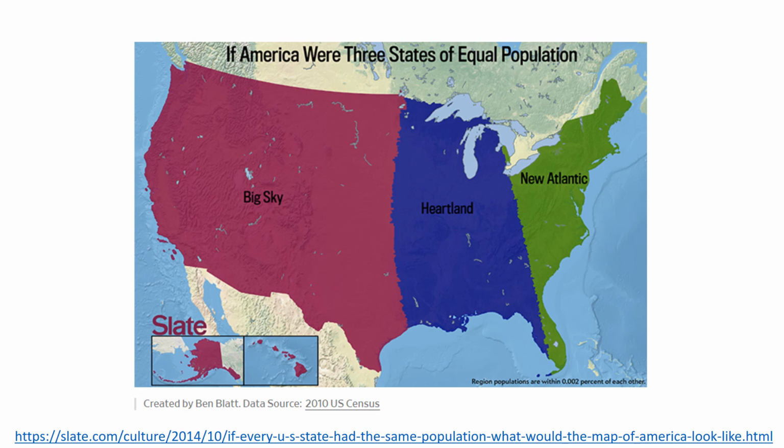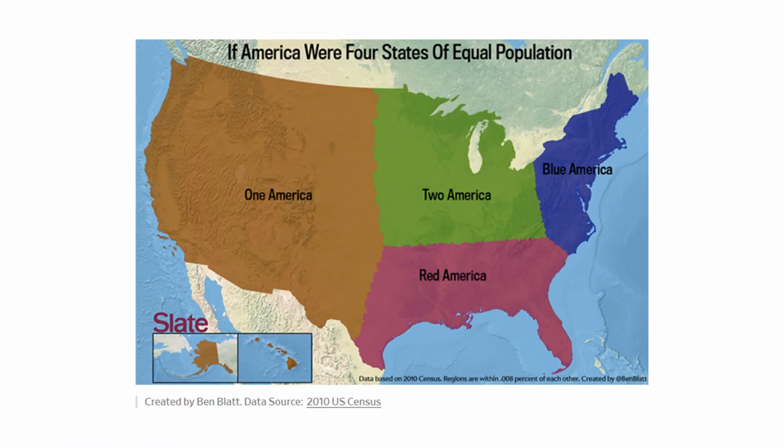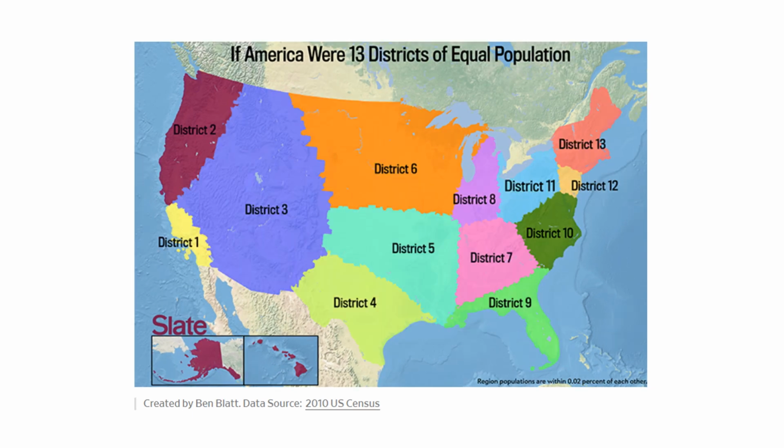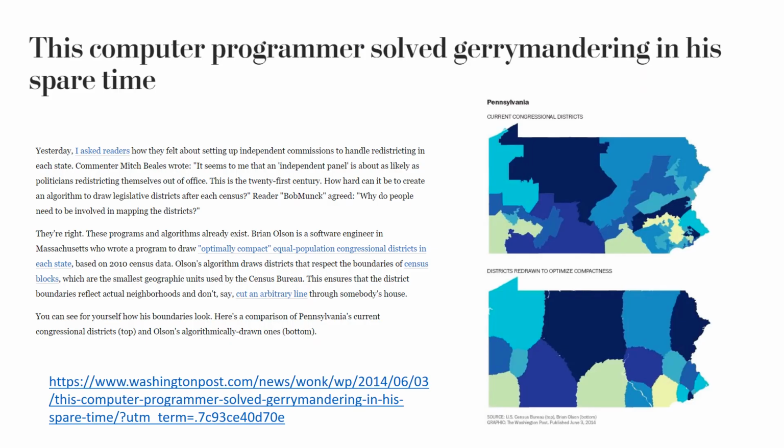People like to click on this stuff. And there are several versions of this. I'll just quickly go through them. Here's one with 4. Here's one with 5. Here's one with 13. This is a similar kind of a deal.